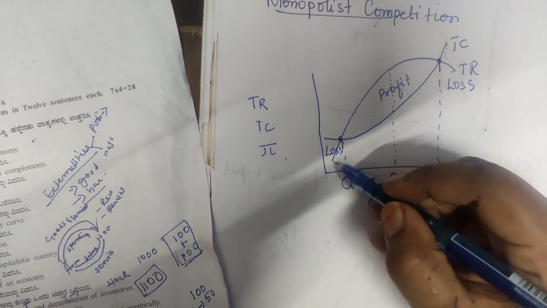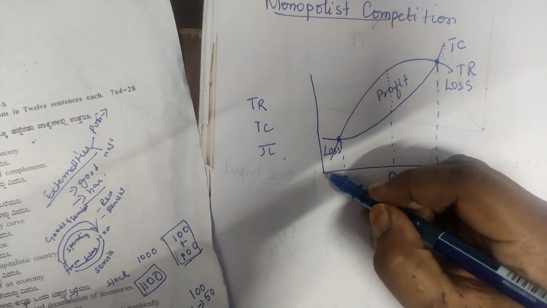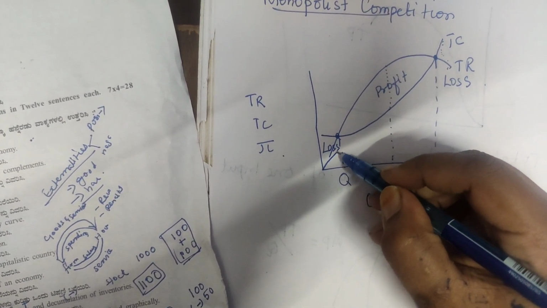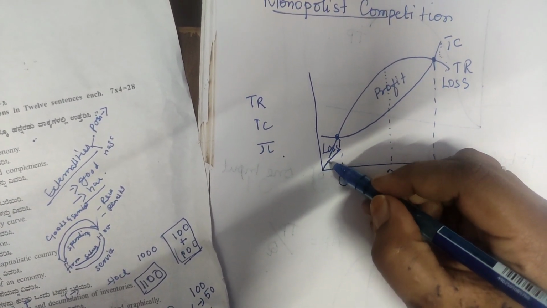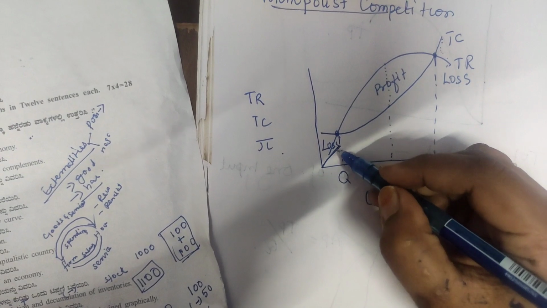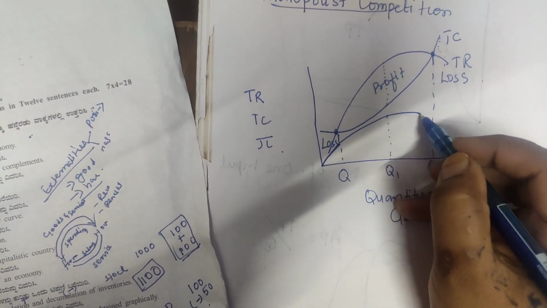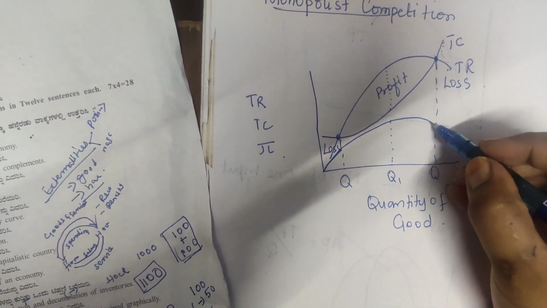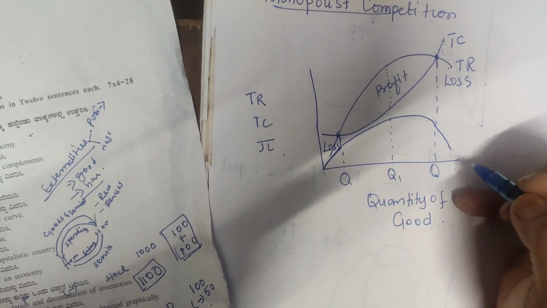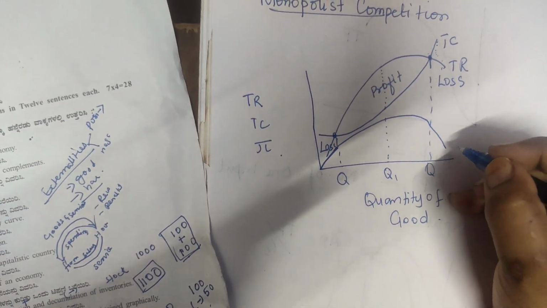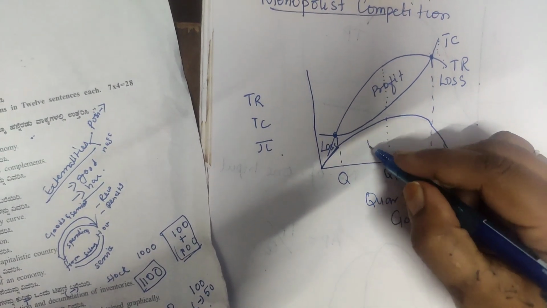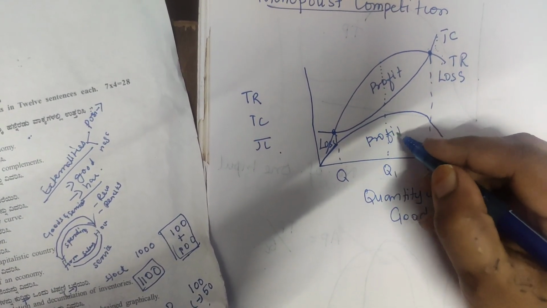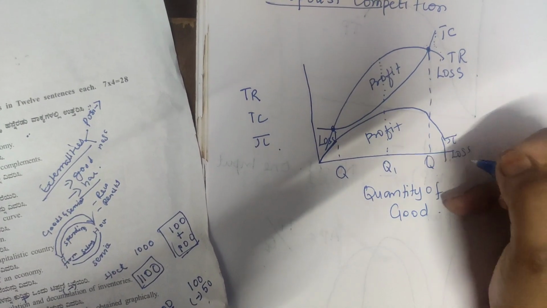So in this stage, where TC is more, the profit curve is in loss, and in this stage it is profit. Again after this stage it is in loss. Again it is in loss, and here it is in profit. This is the pi curve, which depicts the profit.